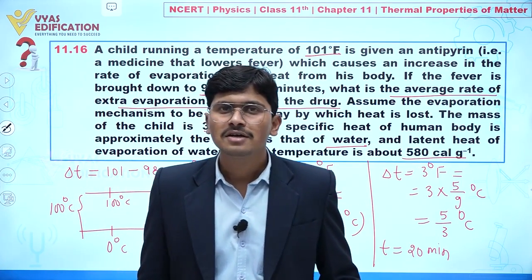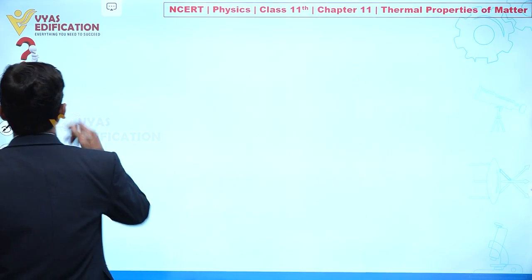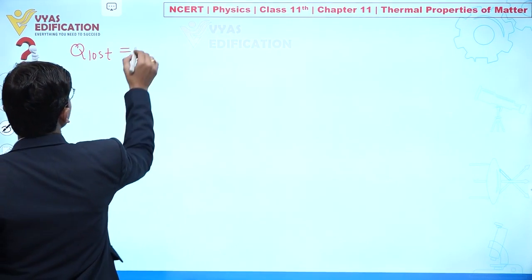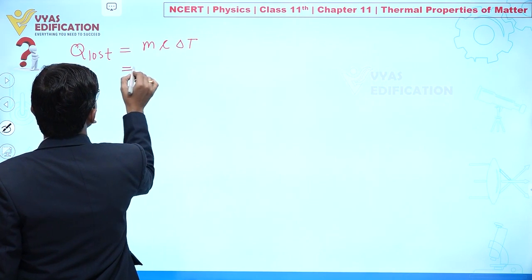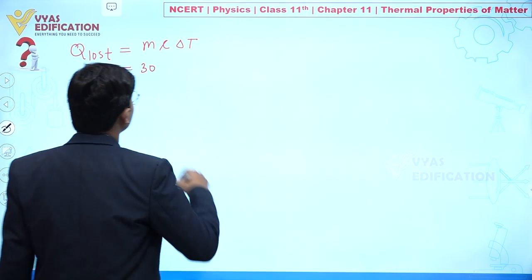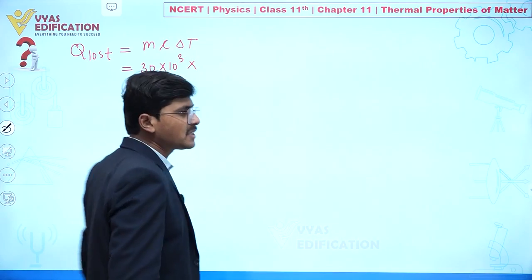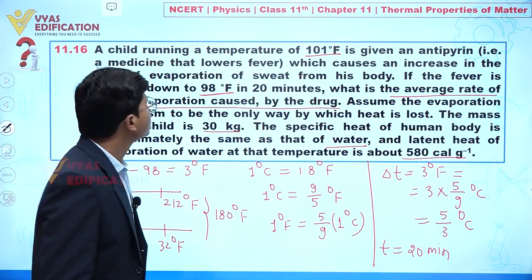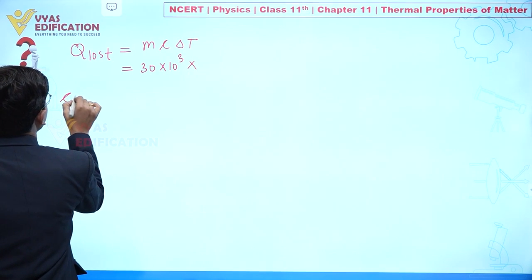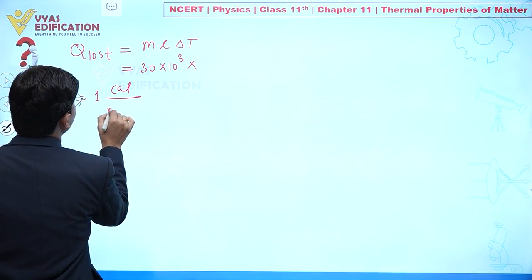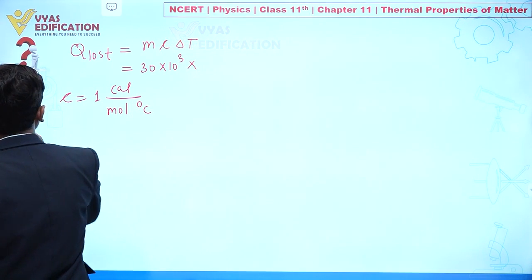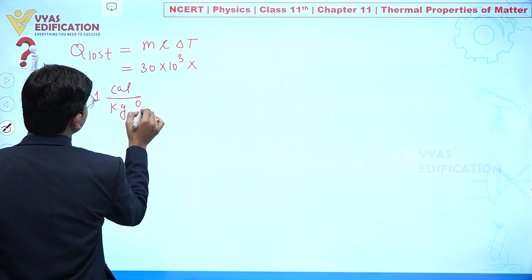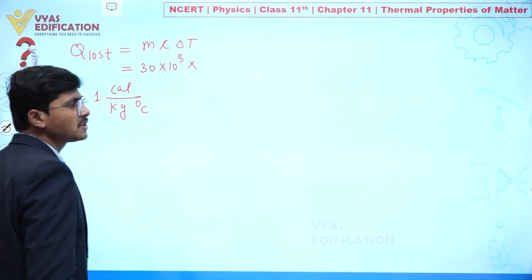Now how can we solve this question, and what is the concept behind it? First we find the heat lost by the child after taking the medicine, which is equal to m c delta T. M is the mass of the child, 30 kilograms, which in grams is 3 times 10 to the power 4. The specific heat of the human body is approximately the same as water, which is 1 calorie per gram per degree Celsius, because if we write Q equal to m c delta T, we can write it like this.